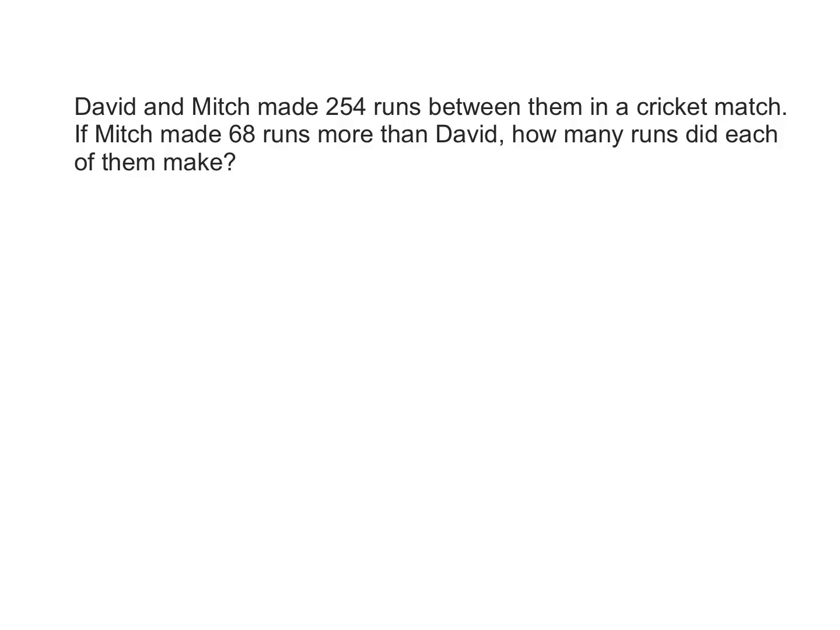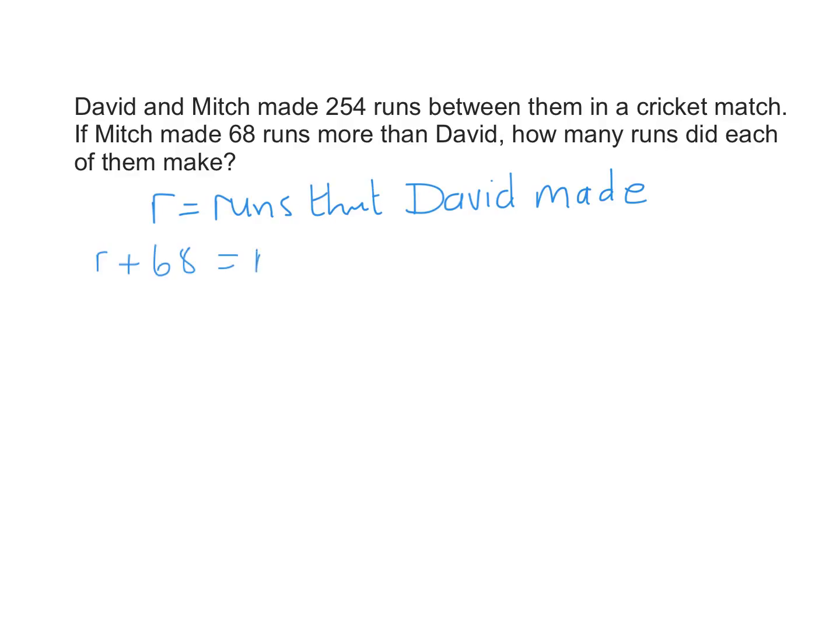Right, well, the first thing I'm going to do is say, if Mitch made 68 runs more than David, I'm going to say that David made R number of runs. So R equals runs that David made. Okay? And since Mitch made 68 runs more than David, I'm going to say that Mitch's runs are R plus 68. And that is going to be for Mitch.